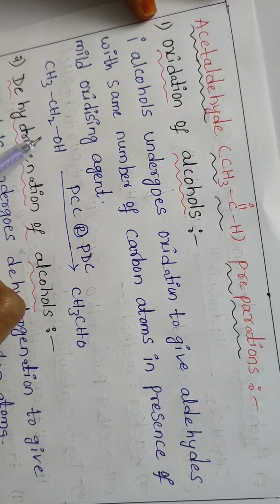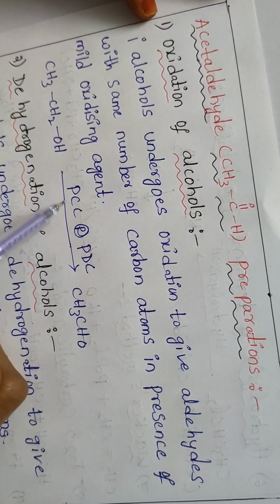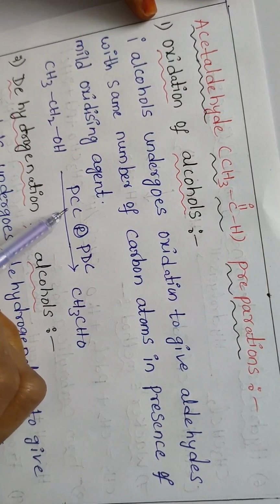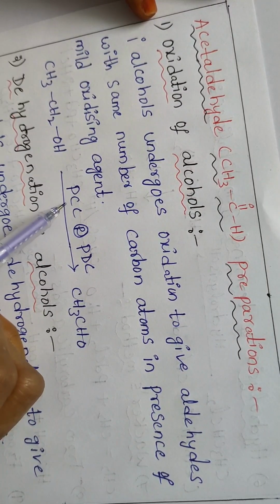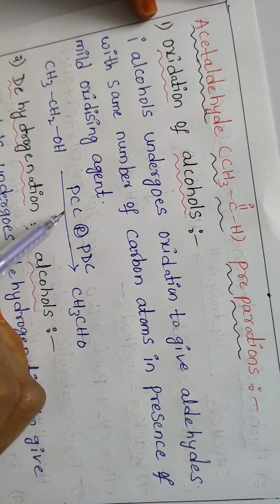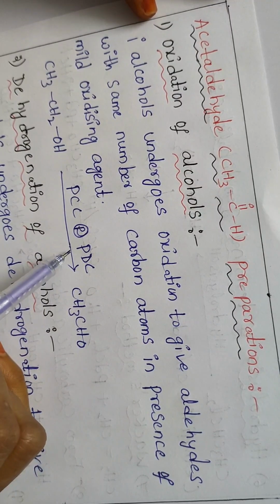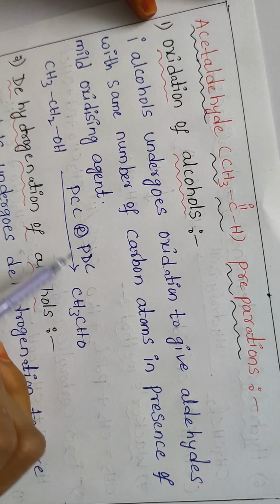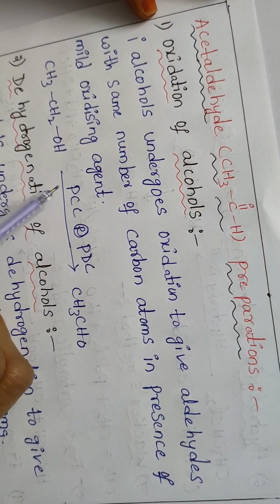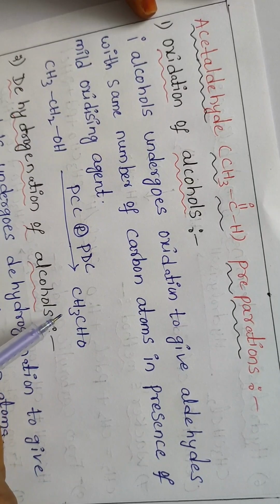Primary alcohols undergo oxidation in the presence of PCC or PDC. These are mild oxidizing agents. PCC stands for pyridinium chlorochromate, and PDC stands for pyridinium dichromate. Ethanol reacts with PCC and PDC to form acetaldehyde.